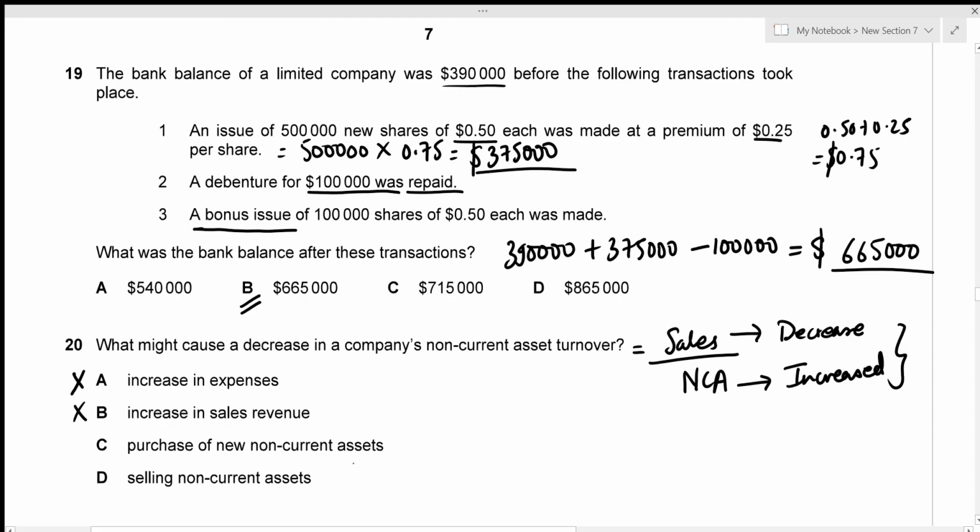So if we purchase a new non-current asset, then the value of non-current asset is bound to be increased. So that's what we're looking for. So option C is correct. Option D is selling non-current assets. So while selling non-current assets, the value for the non-current asset will decrease, which is not what we're looking for. So option D is incorrect as well, which means that the correct answer is option C.